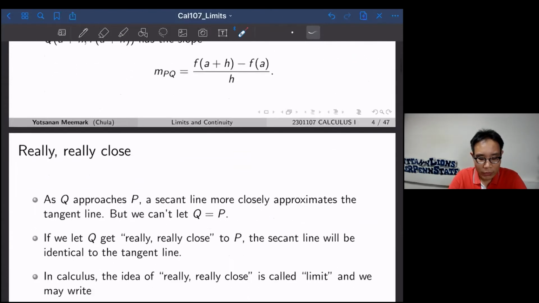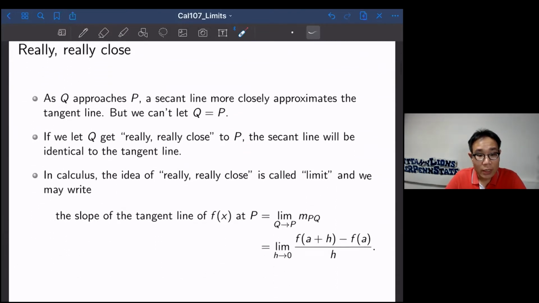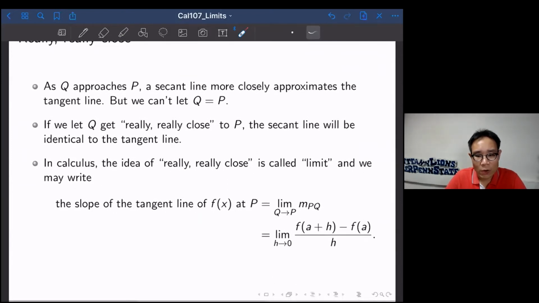Okay, so the concept is going to be really close. So as Q approaches P, the secant line more closely approximates the tangent line, but we cannot let Q equal P. If we let Q get really close to P, the secant line will be almost identical to the tangent line. And in calculus, the idea of really close is called the limit. Okay, so this is called limits.